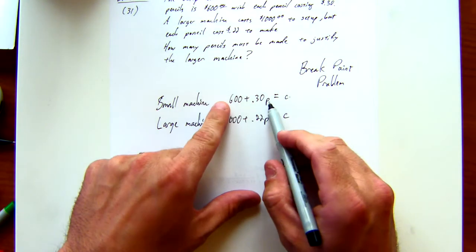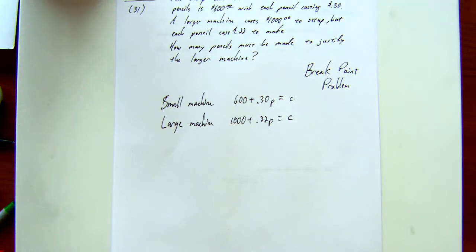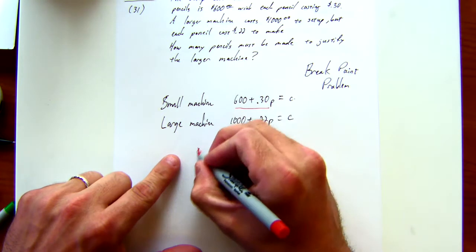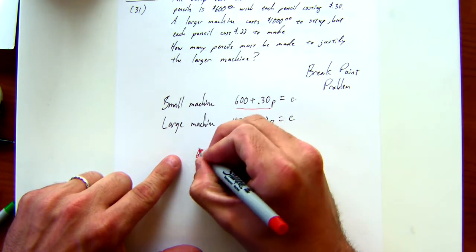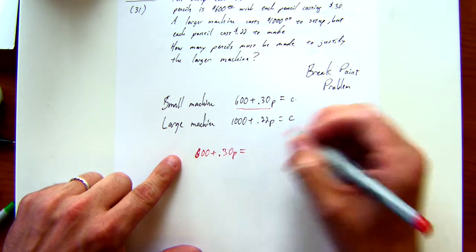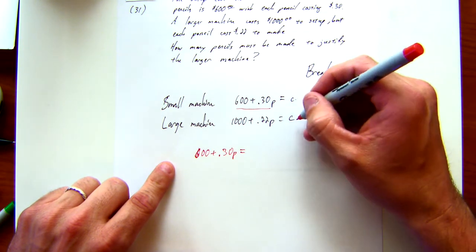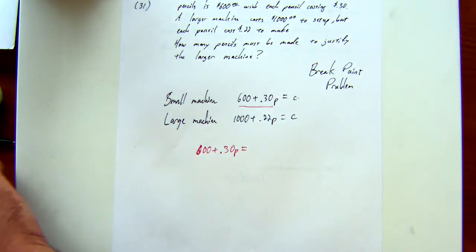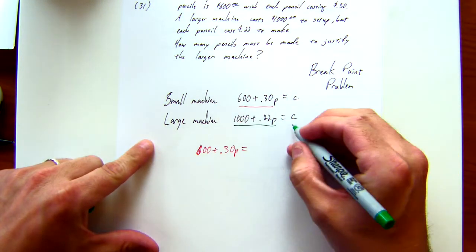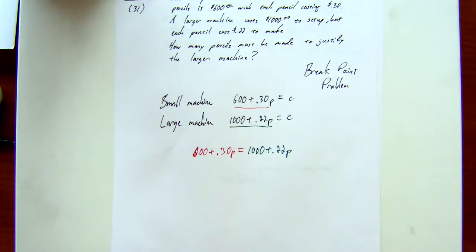Now notice that this side of this equation is equal to c. Well, this thing is also equal to c. What's one of those properties of equations that we can do now? So I'm going to write this one, 600 plus 0.30p, and that's equal to c. But what is c equal to? Right, c is also equal to this thing. So 1,000 plus 0.22p.